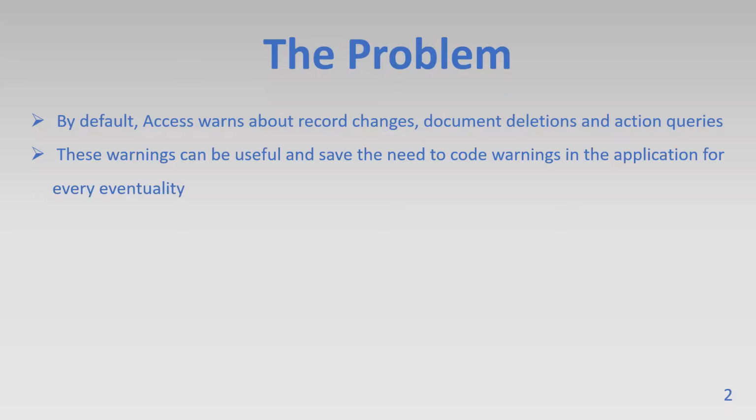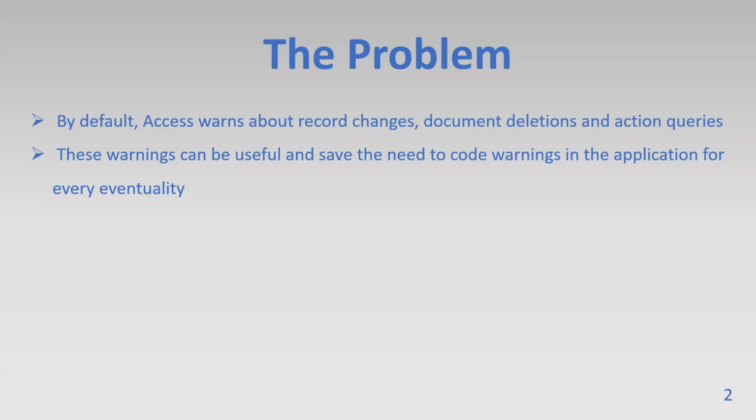I find them useful as a developer because if the user is about to delete a record, why not let Access built-in message box tell the user, hang on, you're about to delete a record, rather than having to put code in of my own to do so. So I've always just left those warnings on and let them be displayed.